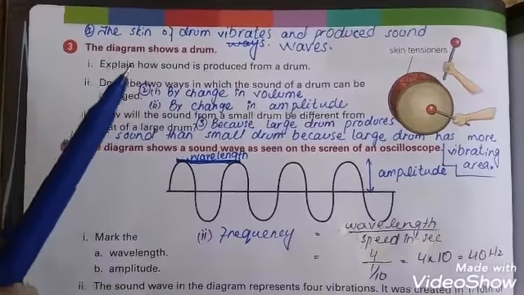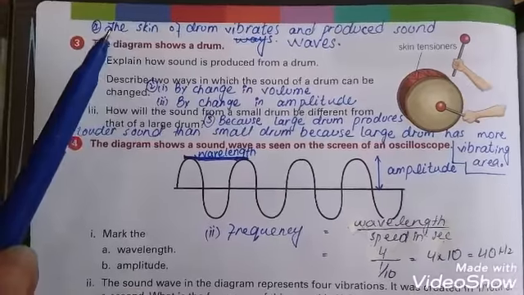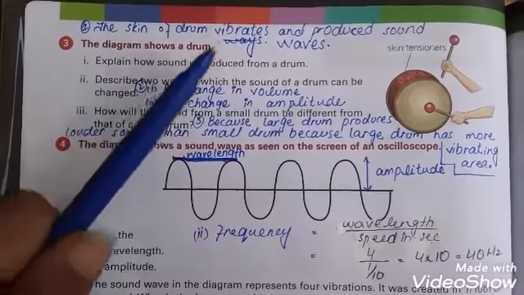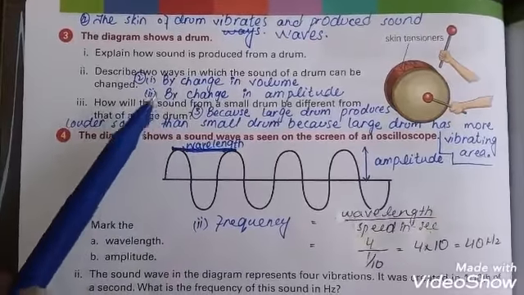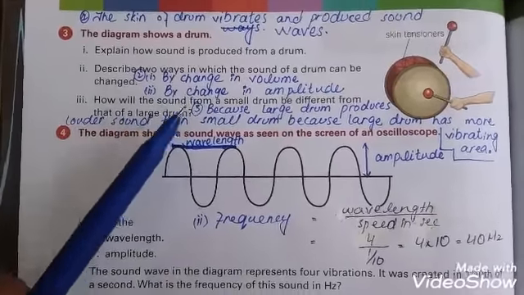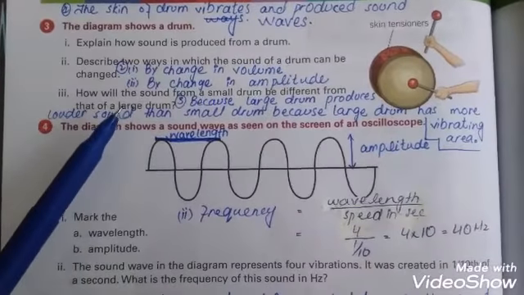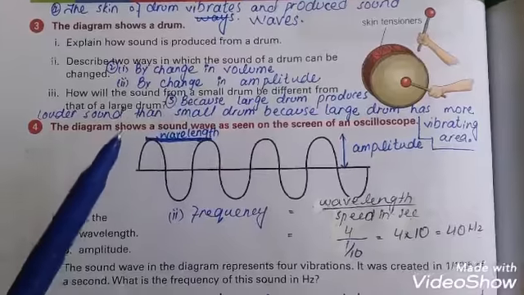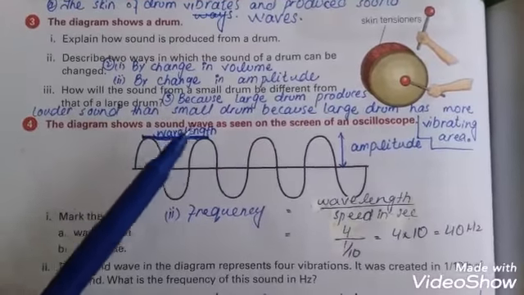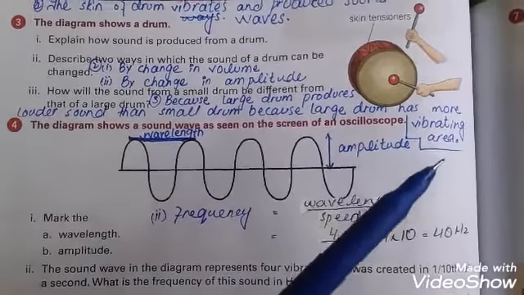Third question, the diagram shows a drum and some questions about it. Explain how sound is produced from a drum. The skin of the drum vibrates and produces sound waves. Describe two ways in which the sound of a drum can be changed: by a change in volume, by a change in amplitude. Third, how will the sound from a small drum be different from a larger one? The large drum produces a louder sound than the small drum, because the large drum has more vibrating area.